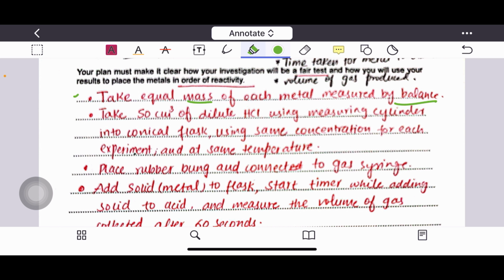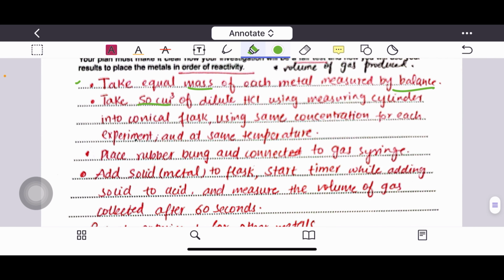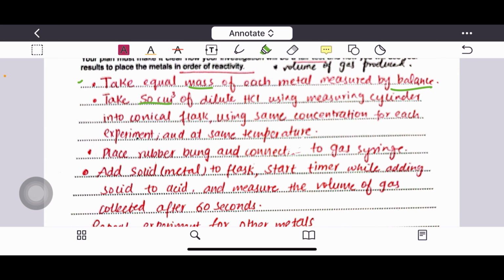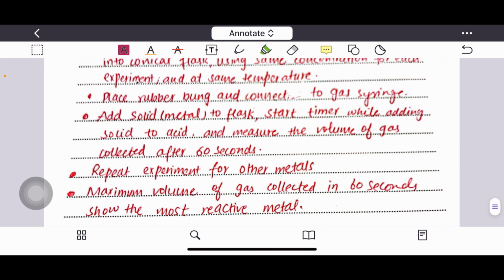Number 2, take 50 cubic centimeters or any volume of dilute HCl using a measuring cylinder into a conical flask, using the same concentration for each experiment and at the same temperature. You must mention the conditions must be kept the same to maintain the fair test. Place a rubber bung and connect to the gas syringe. Add solid to the flask. Start the timer while adding solid to the acid and measure the volume of gas collected after 60 seconds.